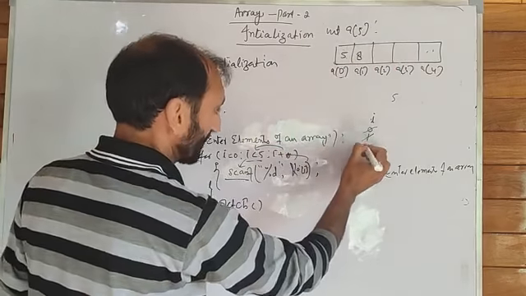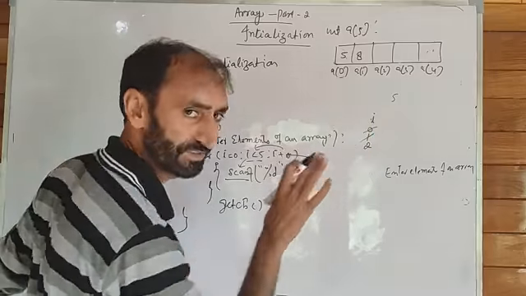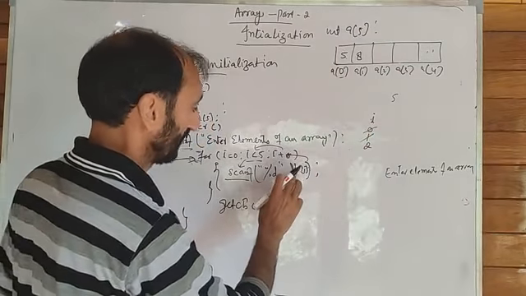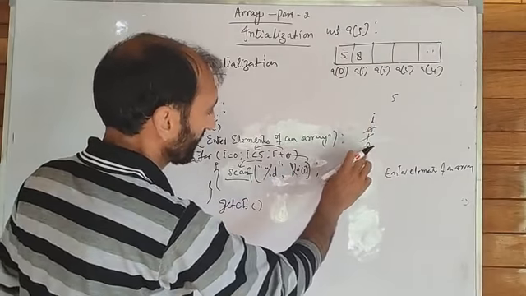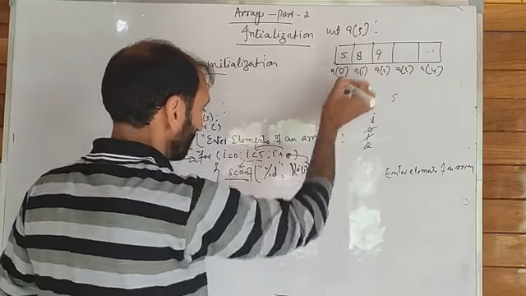Next is i plus plus, giving 2. Then the condition check: i less than 5, yes, the condition is true. Second percent d, address of a of i, means a of 2 is the location. The user enters, for example, 9.